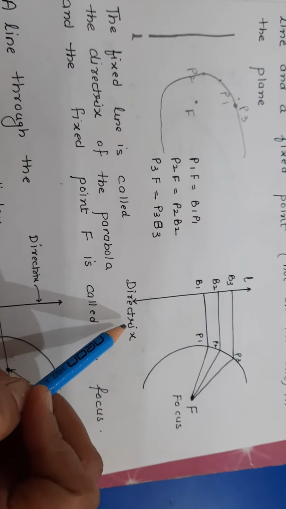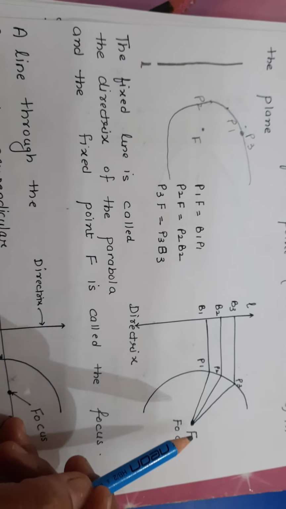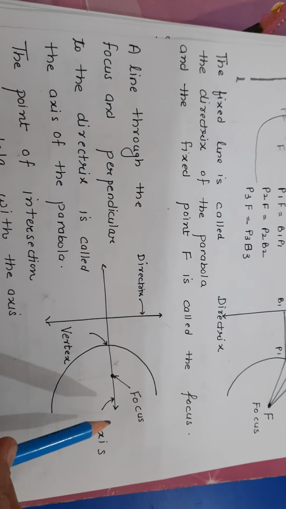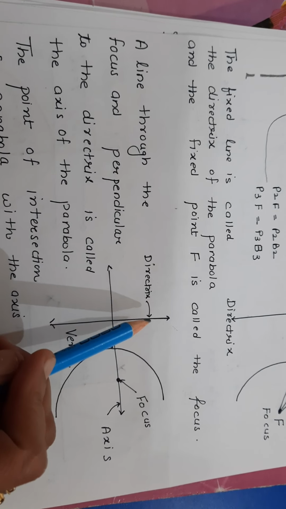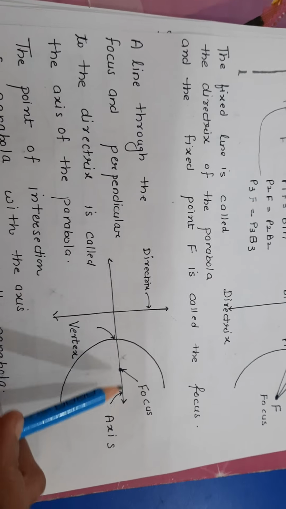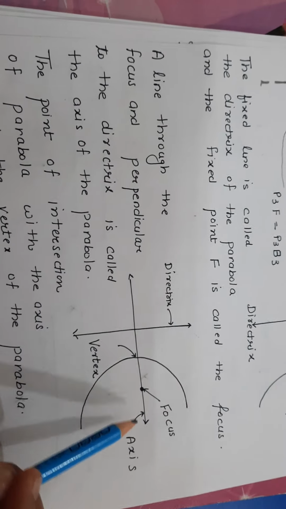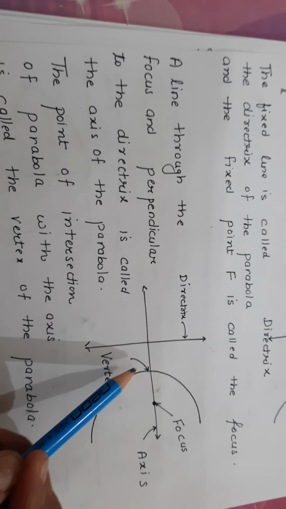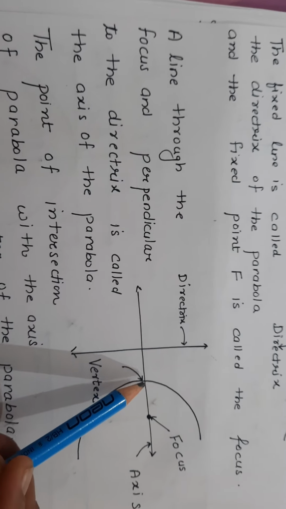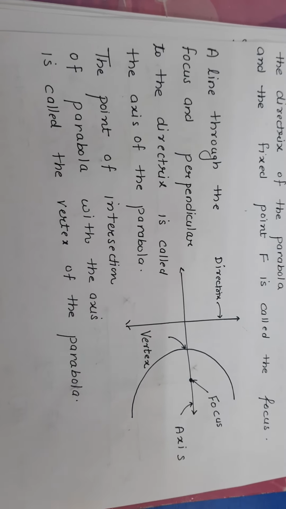This fixed line is called the directrix of the parabola, and the fixed point is known as the focus of the parabola. Next, the line through the focus which is perpendicular to the directrix is called the axis. This is the axis of the parabola. Next, the point of intersection of this parabola with the axis is called the vertex of the parabola.